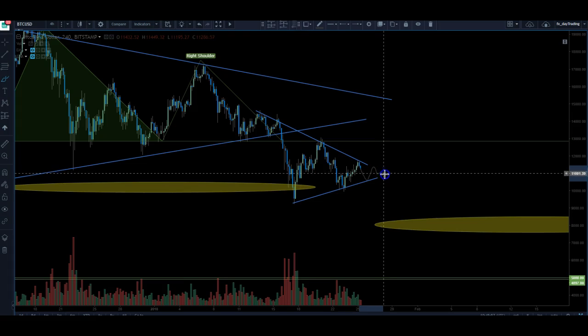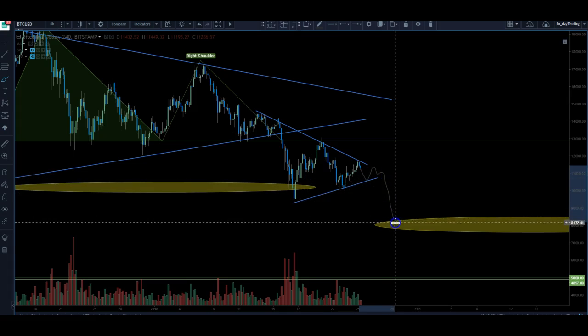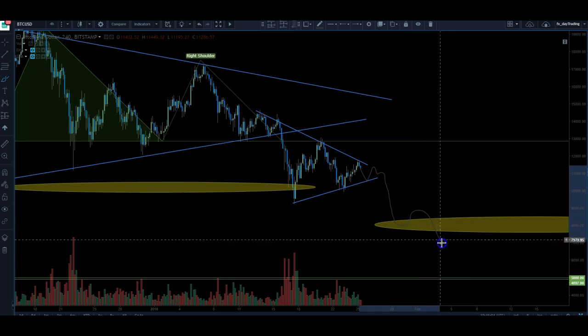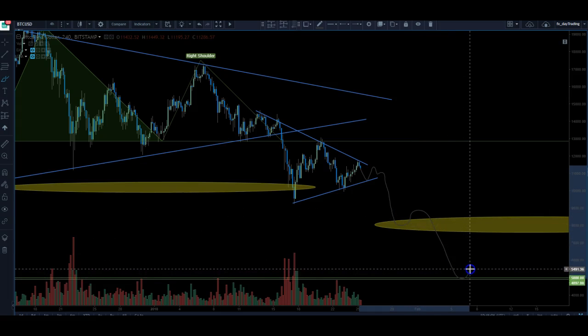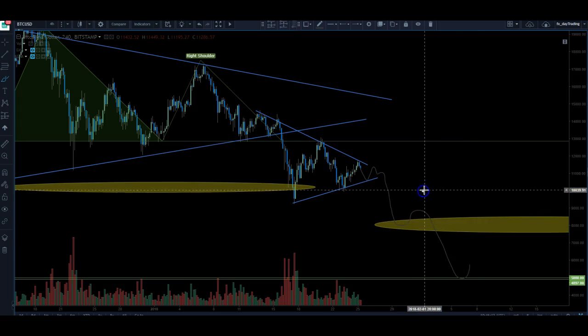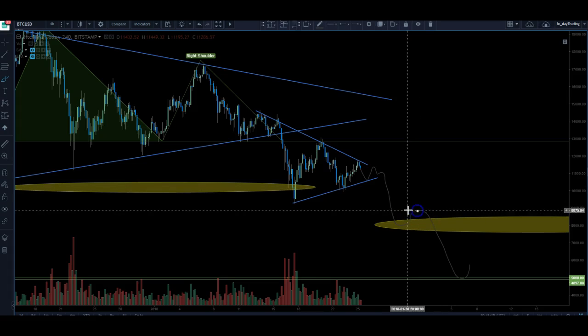One option would be we could see that, and then price just goes like this, all the way down to 8k, which is our next zone, bounces a little bit, then heads to 5k, the ultimate target zone, to look for any interest. Or, let me get rid of that.